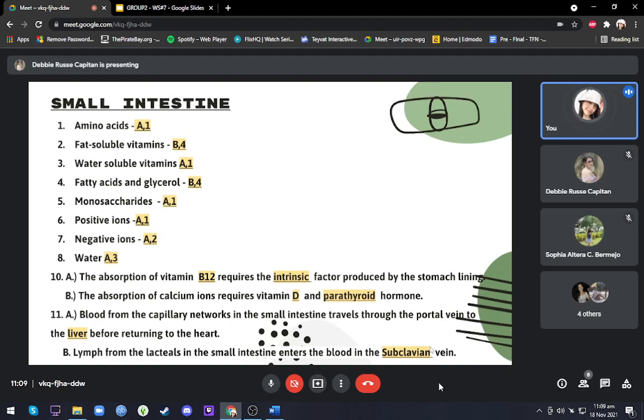11A. Blood from the capillary network in the small intestine travels through the portal vein to the liver before returning to the heart. B. Lymph from the lacteals in the small intestine enters the blood in the subclavian vein.